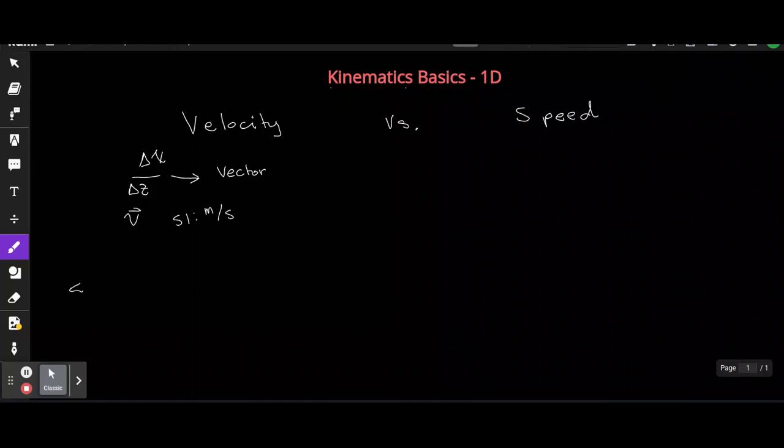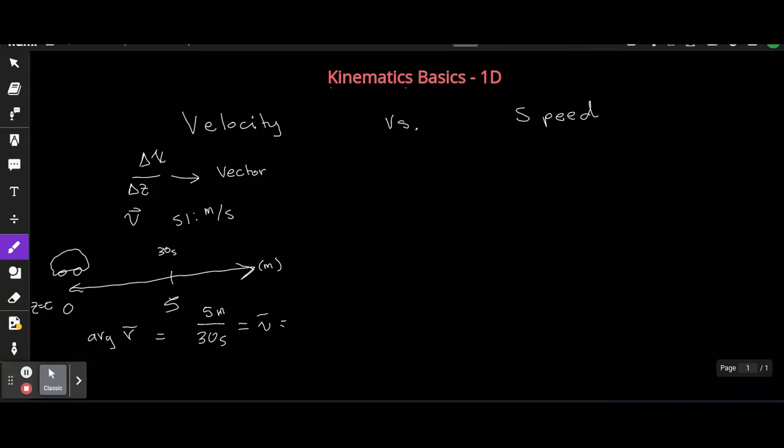For example, going back to that car analogy, if I start at position 0 and end at position 5, and the time that it took our car to travel this displacement was 30 seconds, we can calculate our average velocity by using the equation displacement, which in this case is 5 meters, considering that our units on this number line are meters, divided by our change in time, assuming that at position 0, our initial time is 0, which is 30 seconds, giving us an average velocity of 1/6 meters per second.